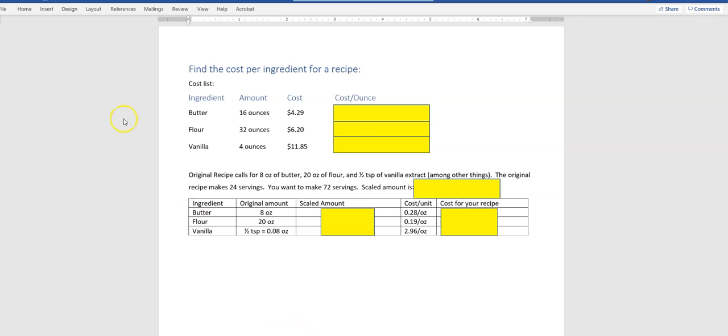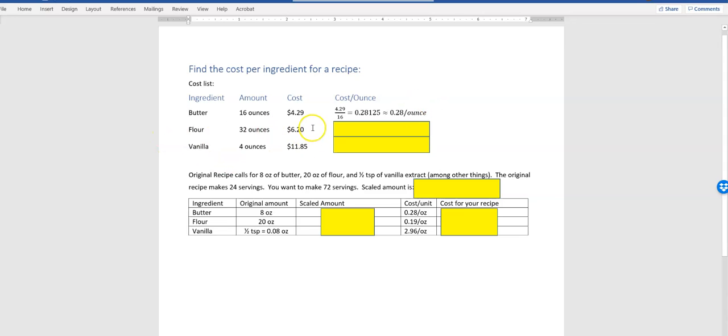So if you are given an ingredient list where you're told butter is 16 ounces and costs $4.29, what you have to do is figure out what is that cost per ounce. And you're going to do that by dividing the cost by ounces. So what you should get there is 429 divided by 16, and it's going to give you some number. And I'm asking you to round to the hundredths for this project, so round that to 0.28. That's 28 cents per ounce for your butter costs.